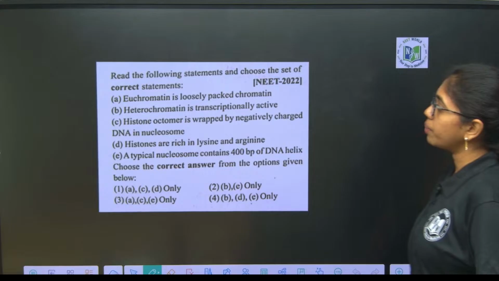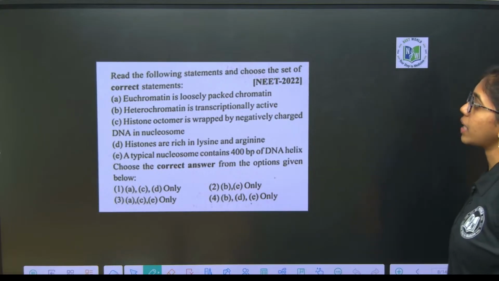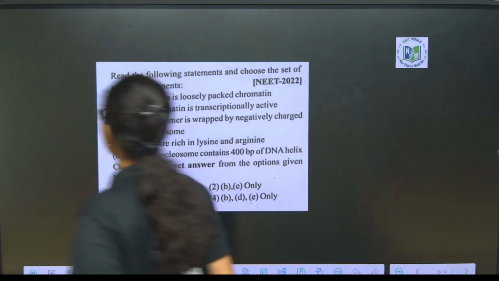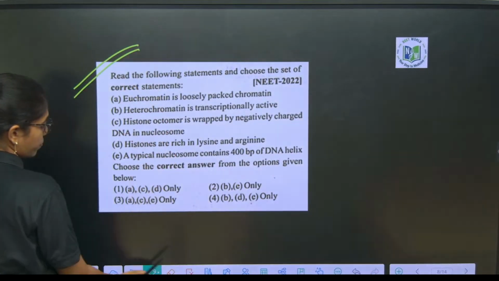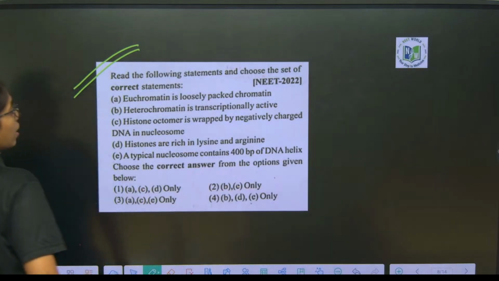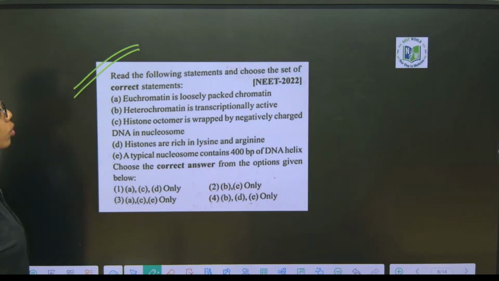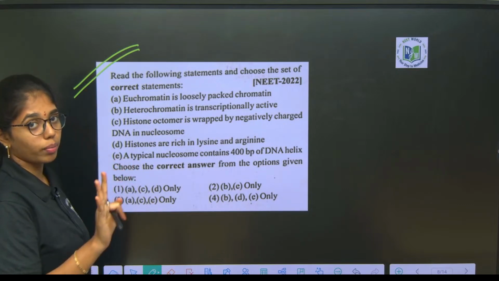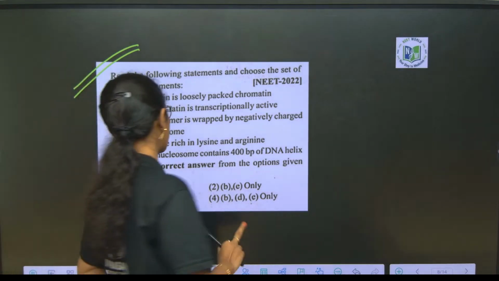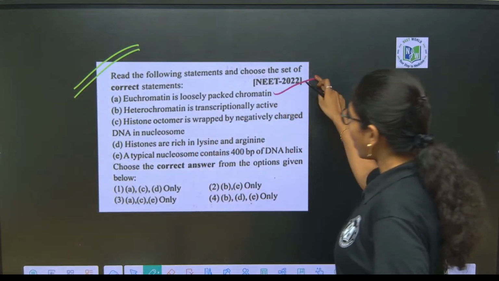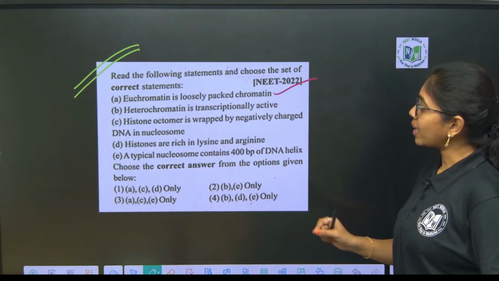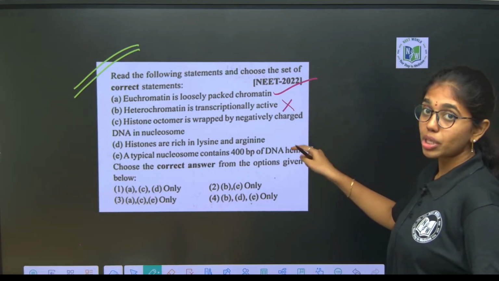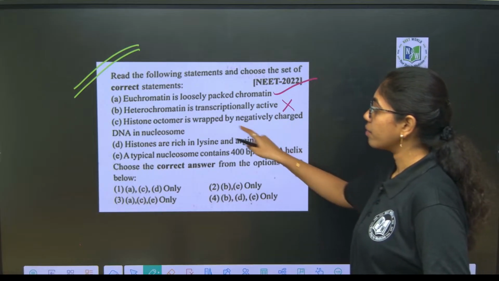Next question: read the following statements and choose the set of correct statements. This is a multi-statement question. First statement, euchromatin is loosely packed. This is the third time we are looking at a question on euchromatin and heterochromatin, that much important it is. Euchromatin is loosely packed chromatin, true. Heterochromatin is transcriptionally active? No, heterochromatin is transcriptionally inactive, not active.